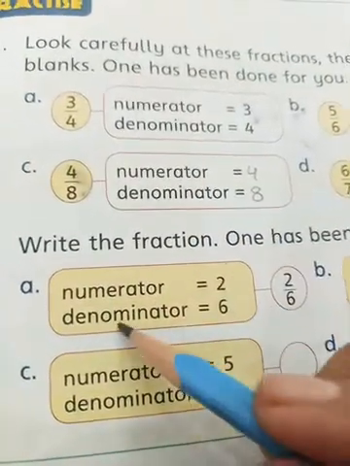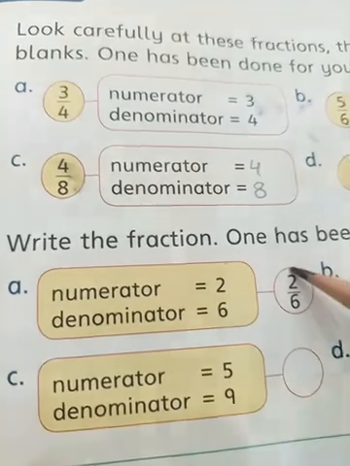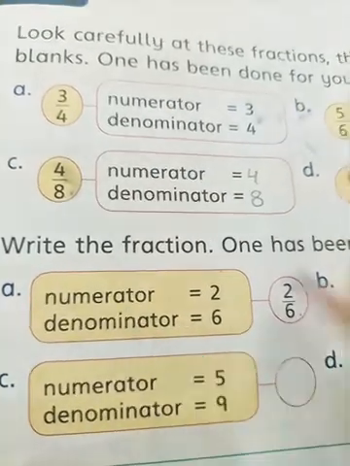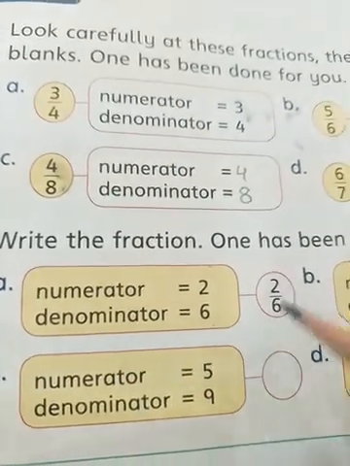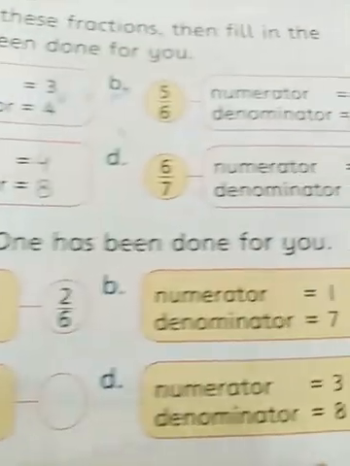Number 1 has been done for you. Here the numerator and denominator are written and you are going to write the fraction for it. Okay, numerator is the upper part, denominator is the lower part. Remember it, students. Now come towards part B.